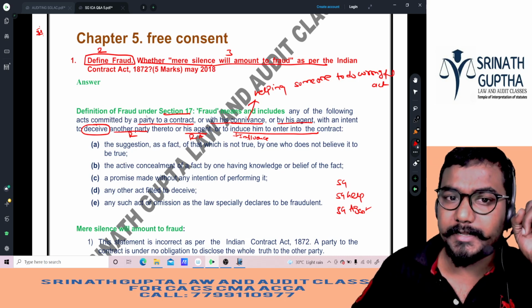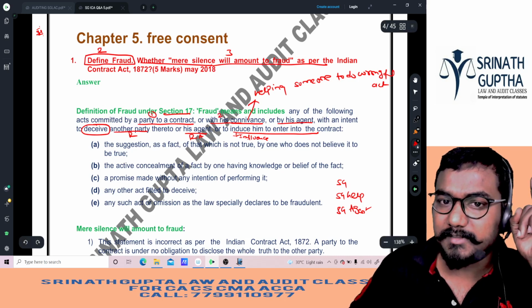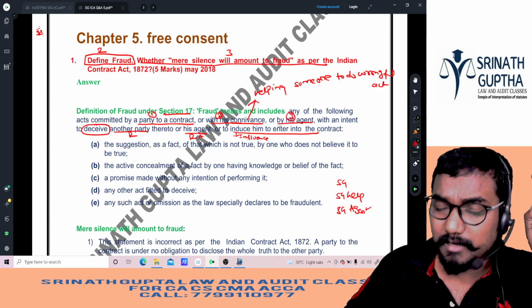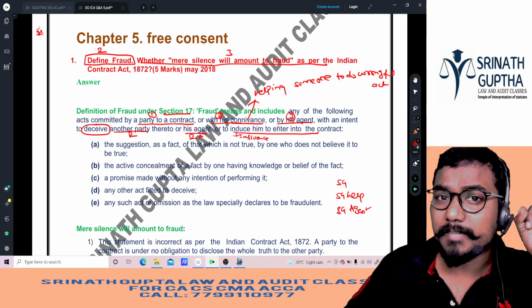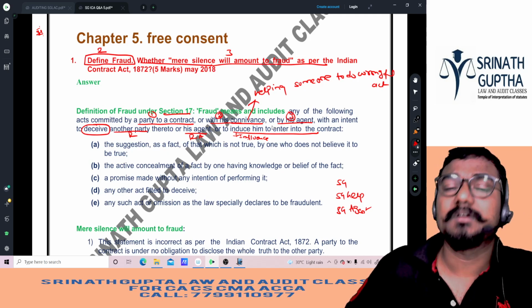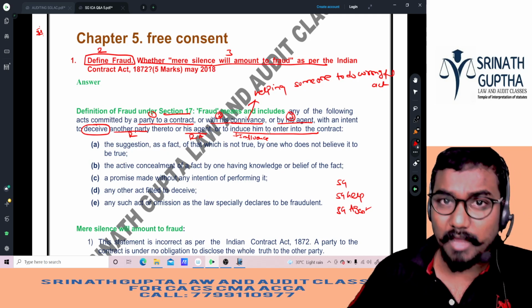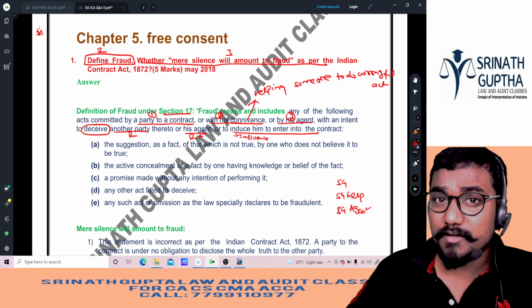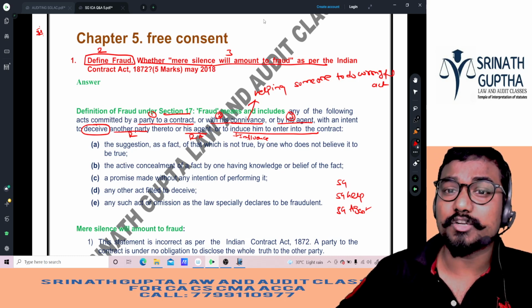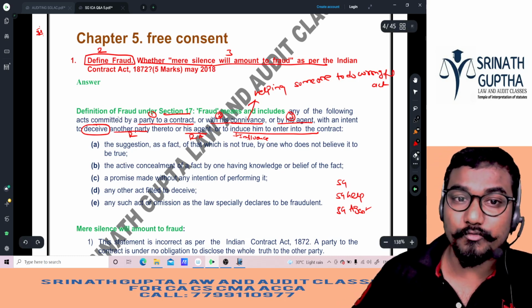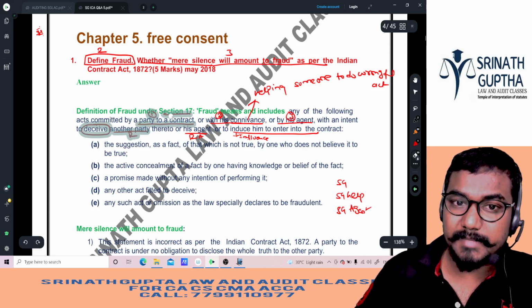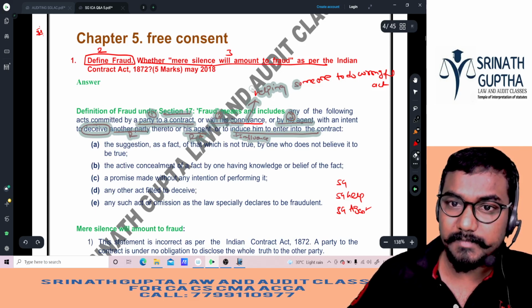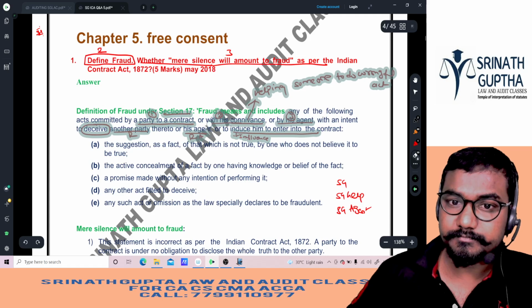So it will be done by a party to contract or with his connivance or by his agent. I am doing the fraud, or I am helping someone to do fraud, or the fraud is done by my agent. On whom? Rohit or Rohit's agent, or I am influencing Rohit to enter into the contract. That is the meaning of fraud. Again, some explanation is there under that. Let us see that explanation also, beta.